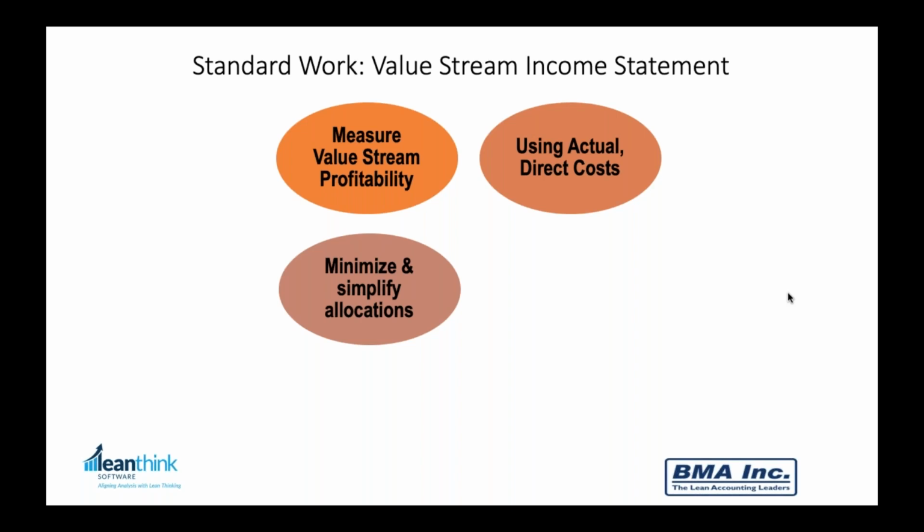Because what we want to do is be able to establish relationships between the actual costs and the performance measures and the capacity. We want to minimize and simplify any allocations. We really don't want to allocate costs unless it's absolutely necessary to understand value stream profitability. And if we do allocate costs, we want to create a simple, easy method that doesn't require a lot of time tracking or anything like that.